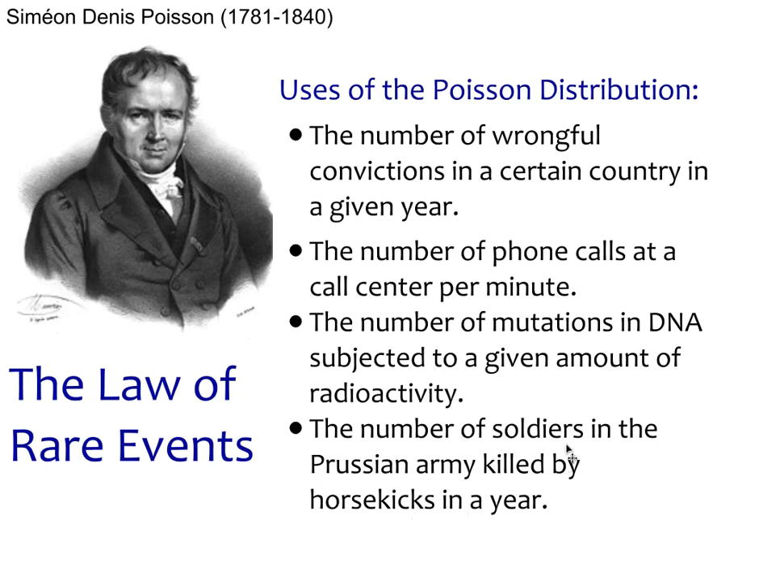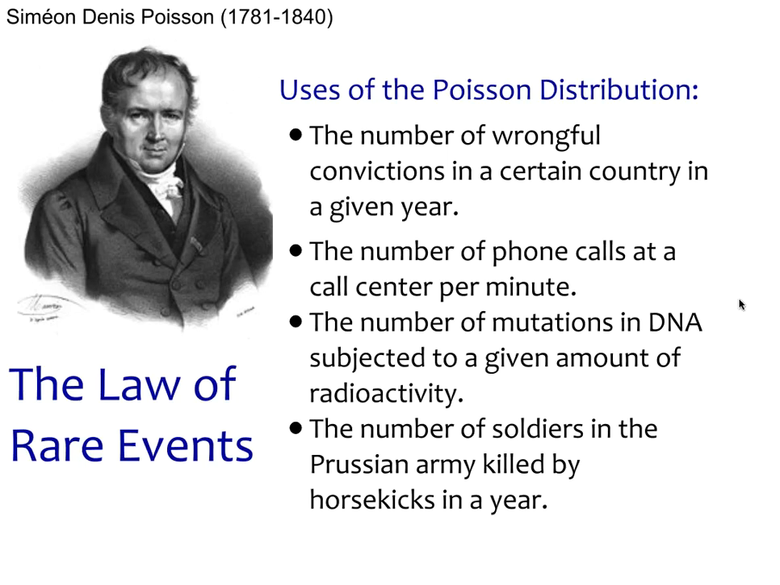And interestingly, the last one I have here is the number of soldiers in the Prussian army killed by horse kicks accidentally in a year. And this is actually one of the most famous uses of the Poisson distribution, in 1898 by a man named Ladislaus Bortkiewicz. He did some work trying to figure out how many soldiers in the Prussian army would be killed accidentally by horse kicks. And that was one of the most famous early uses of the Poisson distribution.